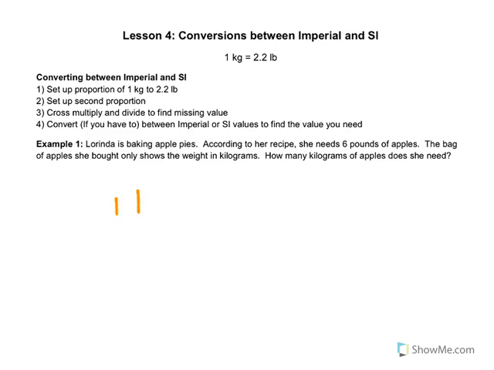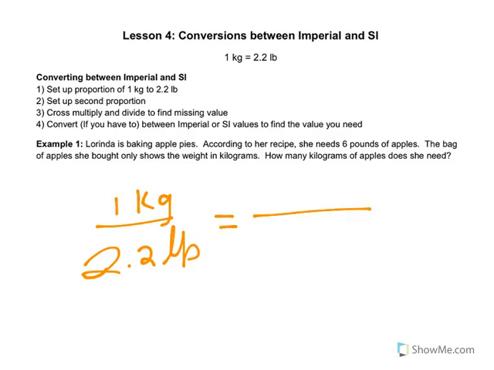So I know that 1 kilogram is 2.2 pounds. She needs 6 pounds of apples. I'm going to put that on the bottom because pounds are on the bottom. X is going to go on the top. Is this a problem I know how to solve? Yes, it's proportional reasoning. How do I solve it? Cross multiply and divide. 6 times 1 divided by 2.2.